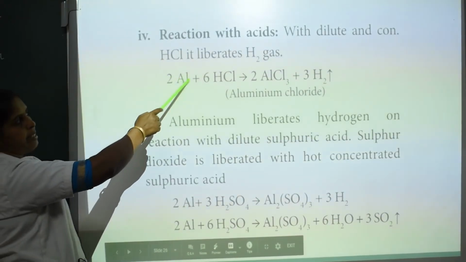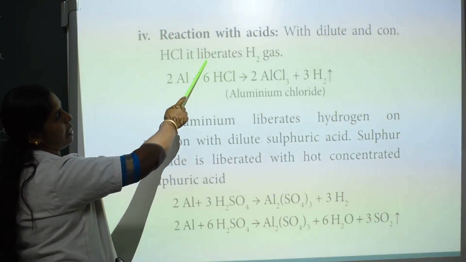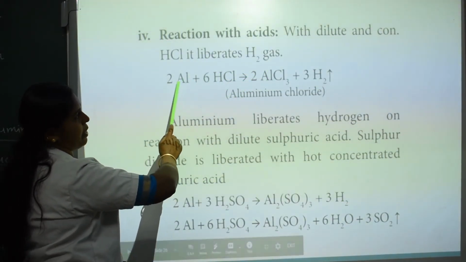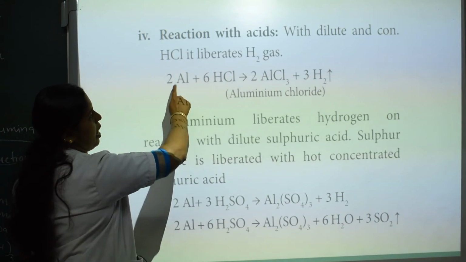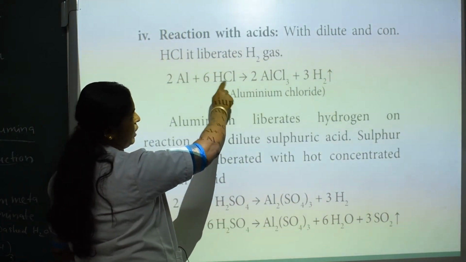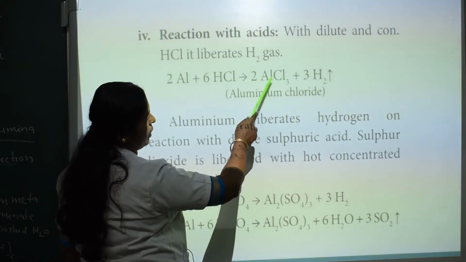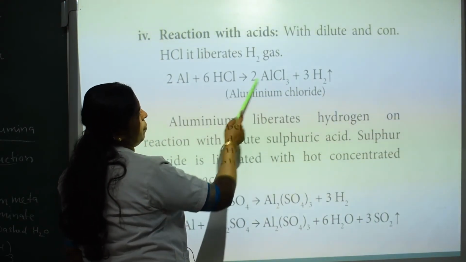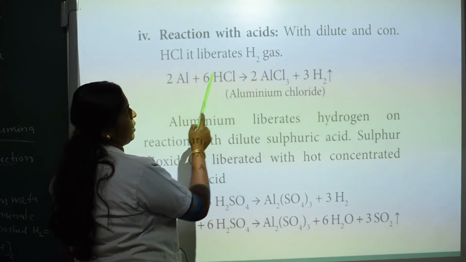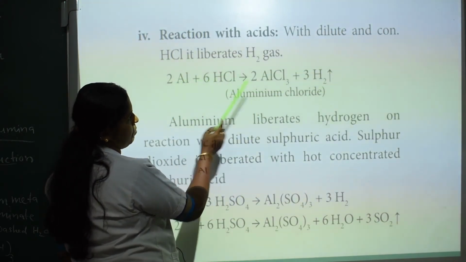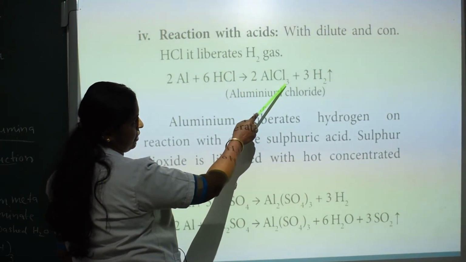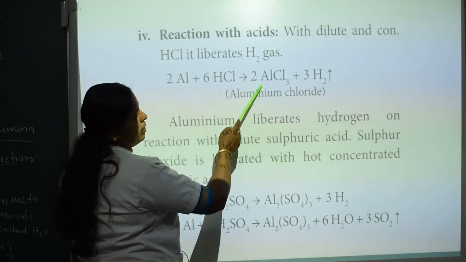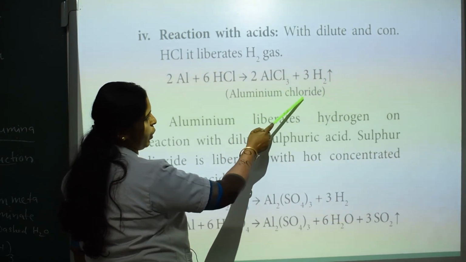Reaction with acids. With dilute and concentrated hydrochloric acid, it liberates hydrogen gas. Aluminium reacts with HCl, and aluminium and chlorine combine to form aluminium chloride, AlCl3, plus H2. Here one aluminium combines with three chlorine to form AlCl3, plus hydrogen gas. AlCl3 is aluminium chloride.